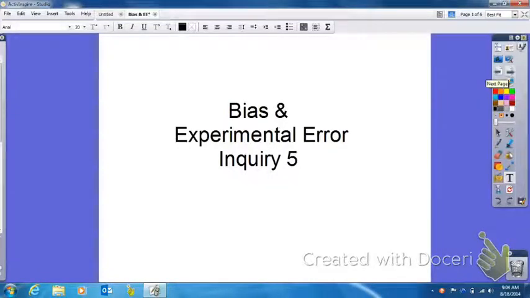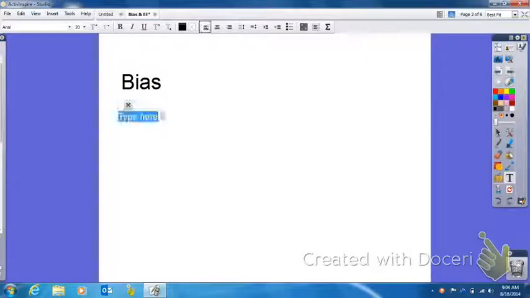Inquiry 5, bias and experimental error. First word we have to define is bias. Bias is having favor toward a particular outcome or expectation. Okay?